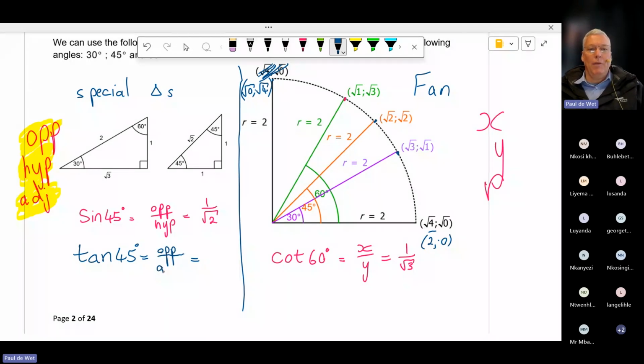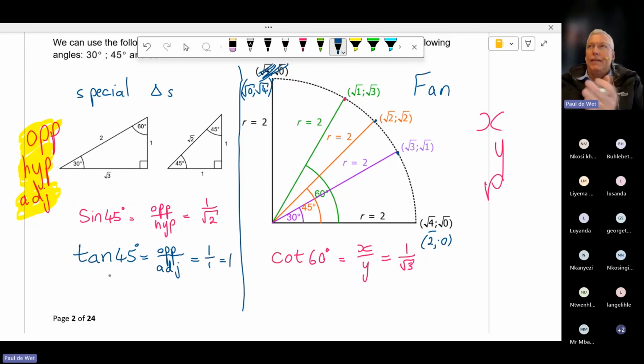So tan is opposite over adjacent. Here's 45. What will the opposite be and what will the adjacent be? So we get 1 over 1, which is 1.